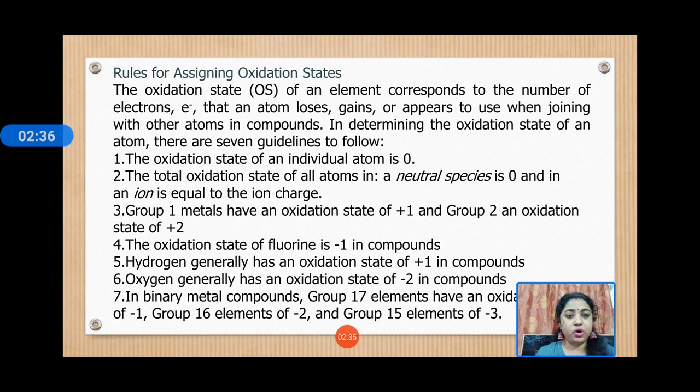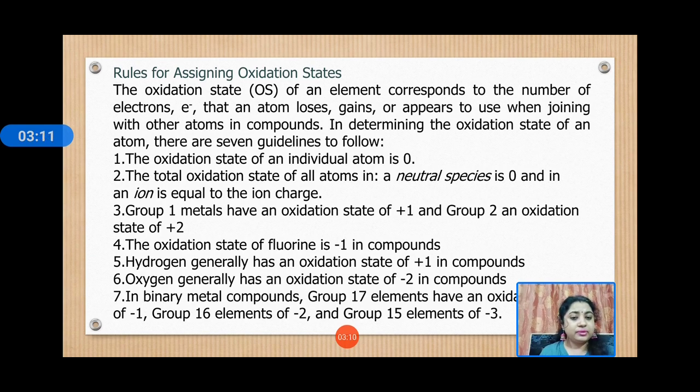I hope you have gone thoroughly through the rules for assigning the oxidation state. Let's revise them once more because we require them again when we balance chemical reactions and when we see how many types of chemical reactions there are. Number 1, the oxidation state of an individual atom is 0. The total oxidation state of all atoms in a neutral species is 0, and in an ion is equal to the ion charge. I hope you remember this.